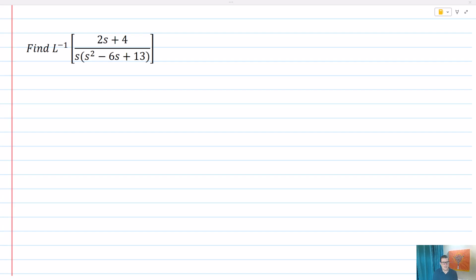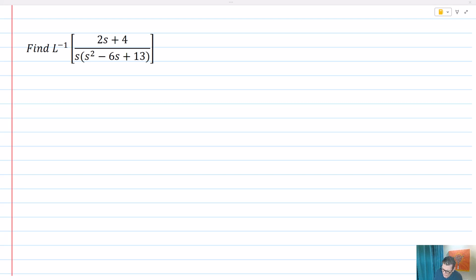So now let's go in and find the inverse Laplace transform for something a little bit more complicated. So what we've got here is 2s plus 4 over s times s squared minus 6s plus 13. The issue previously, before the first shifting theorem, would be that s squared minus 6s plus 13 term. But using partial fractions, we're actually going to be able to separate out those two terms, and then s squared minus 6s plus 13 is going to be something that we can then find an inverse Laplace transform for.